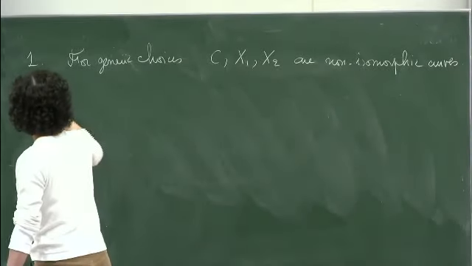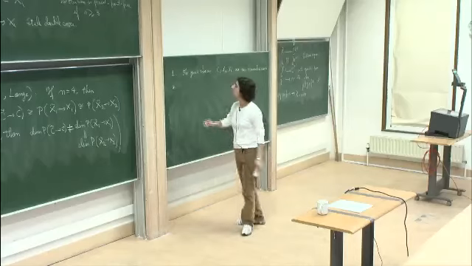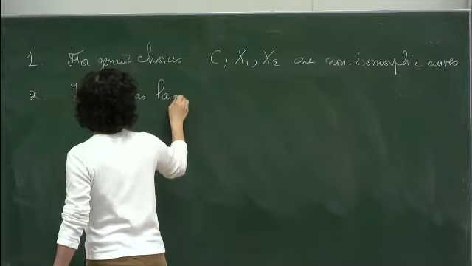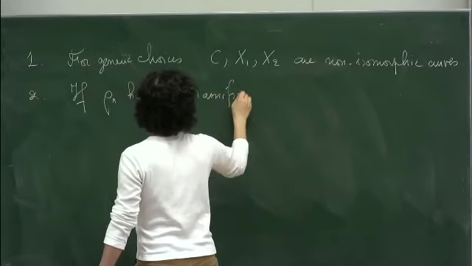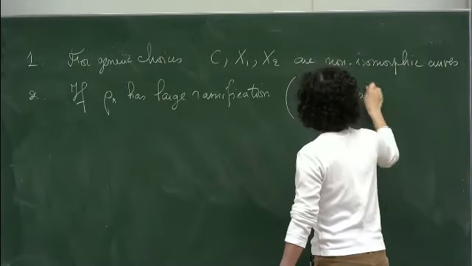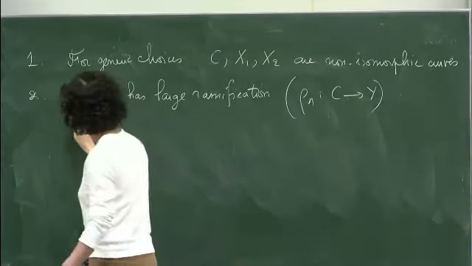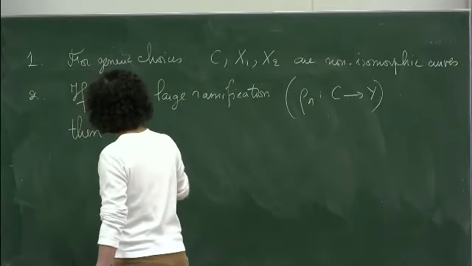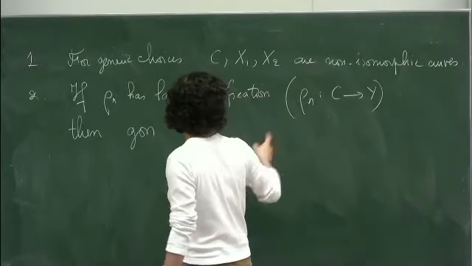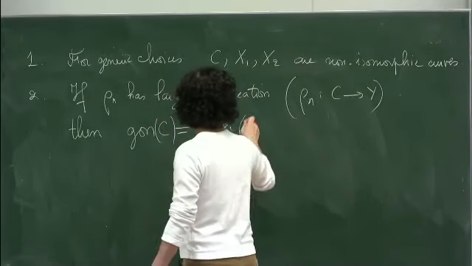And point two is about the Clifford index. So if rho n has large ramification, remember rho n was the map from C to Y, the map that we started with. If it has large ramification, then the gonality, meaning the lowest degree of a map to P1, the gonality of C is equal to n times the gonality of Y.